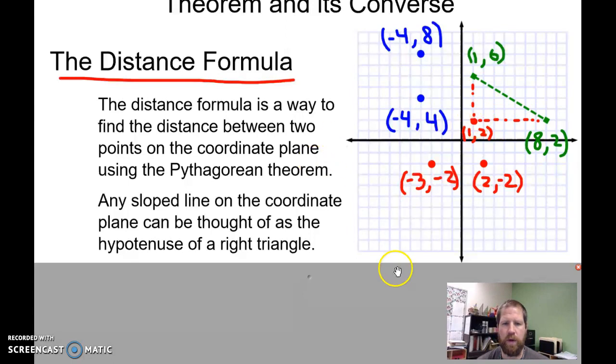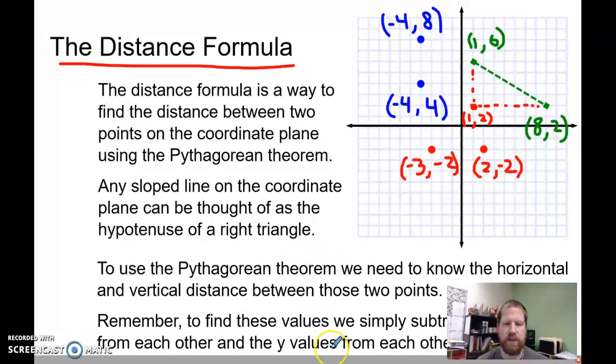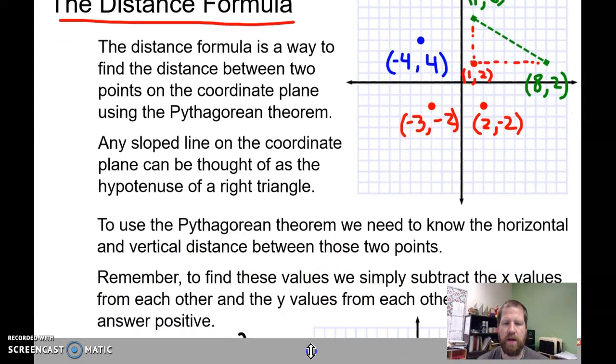Okay? And we are going to use what we learned a few lessons ago when we were finding the distance between 2 points when they shared either an x value or a y value. Okay? And if you need a reminder on that, all we're going to do is subtract the x values from each other and the y values from each other, and we're going to make our answer positive.